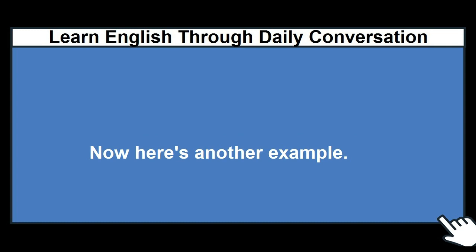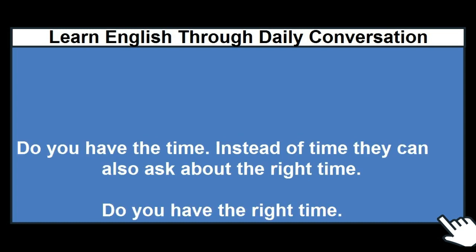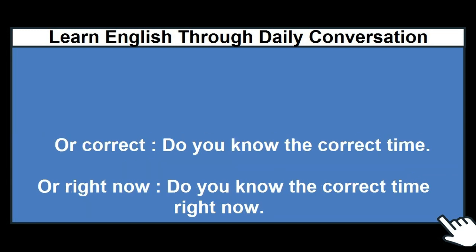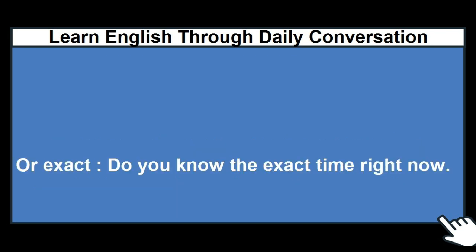Now here's another example. Do you have the time? Instead of time, we can also ask about the right time. Do you have the right time? Or have any idea of? Do you have any idea of the right time? Or we can ask, know the right time? Do you know the right time? Or correct? Do you know the correct time? Or right now? Do you know the correct time right now? Or exact? Do you know the exact time right now?